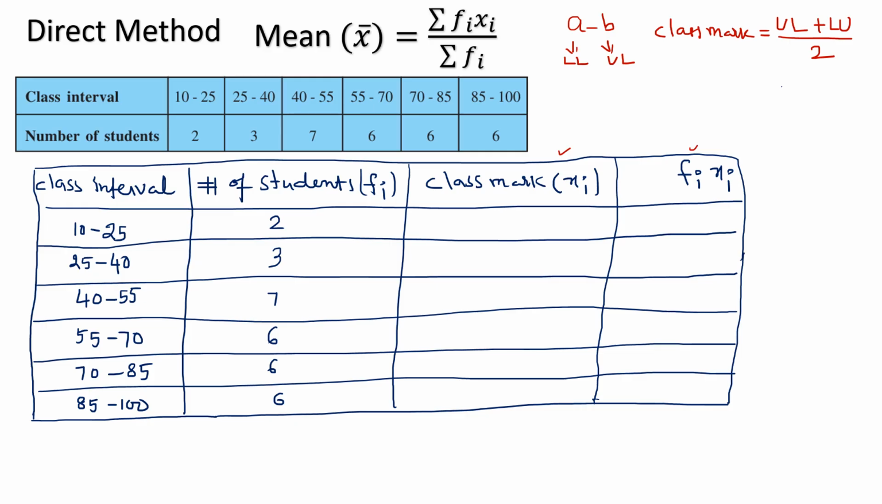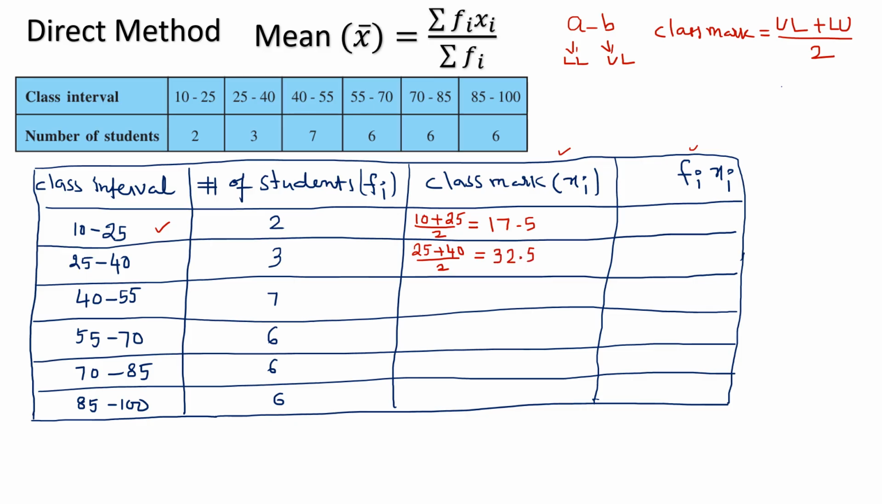For the first class interval, 10 to 25, what is the lower limit? 10, and the upper limit is 25, then divide by 2. So how much is it? 40, sorry, 35. 35 by 2 is how much? 17.5 is the class mark for this class interval. Clear? Now similarly 25 plus 40, that is 65. So let me write it down for your convenience so that you can understand it clearly. So this is 65 by 2, that is 32.5.